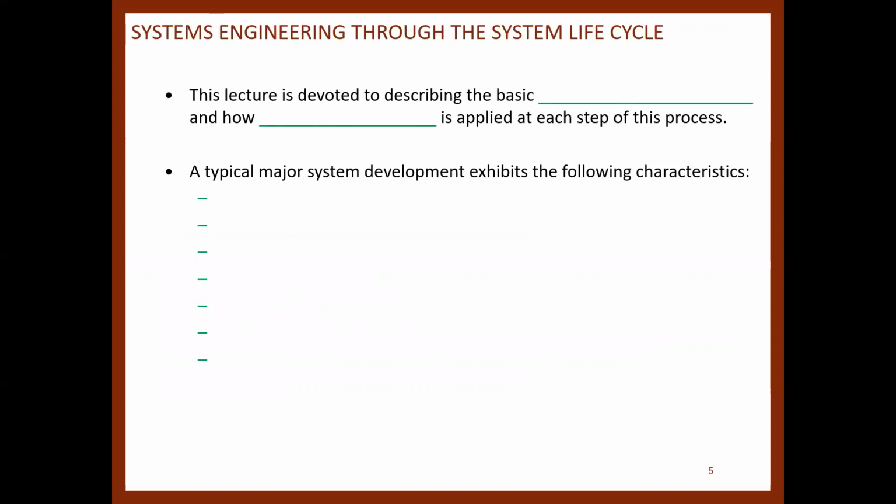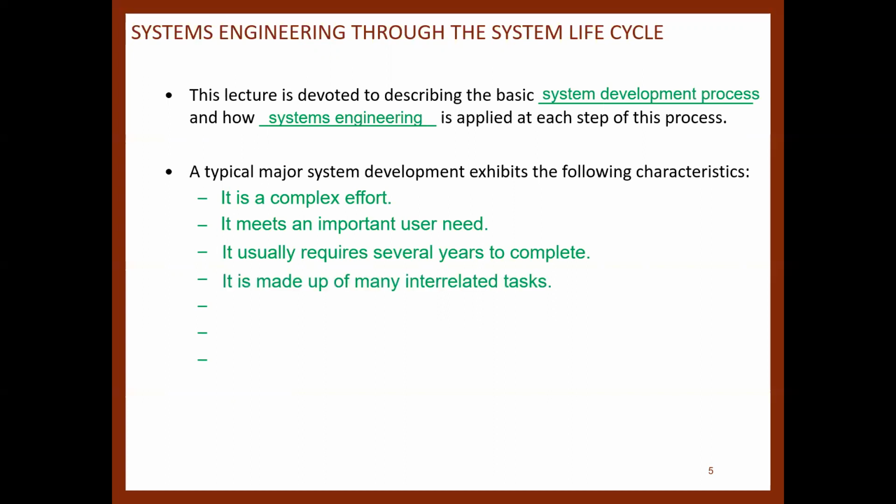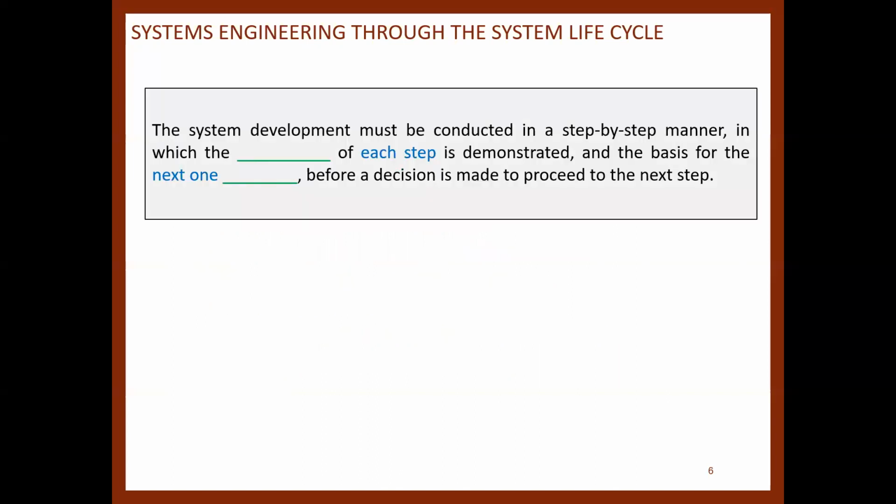So this lecture is devoted to describing the basic system development process and how systems engineering is applied at each step of this process. A typical major system development exhibits the following characteristics. We know it has to be a complex effort and needs to meet an important user need. It usually requires several years to complete. It is made up of many interrelated tasks, involves several different disciplines, usually performed by several organizations, and it has a specific schedule and budget. The system development must be conducted in a step-by-step manner in which the success of each step is demonstrated and the basis for the next one validated before a decision is made to proceed to the next step.